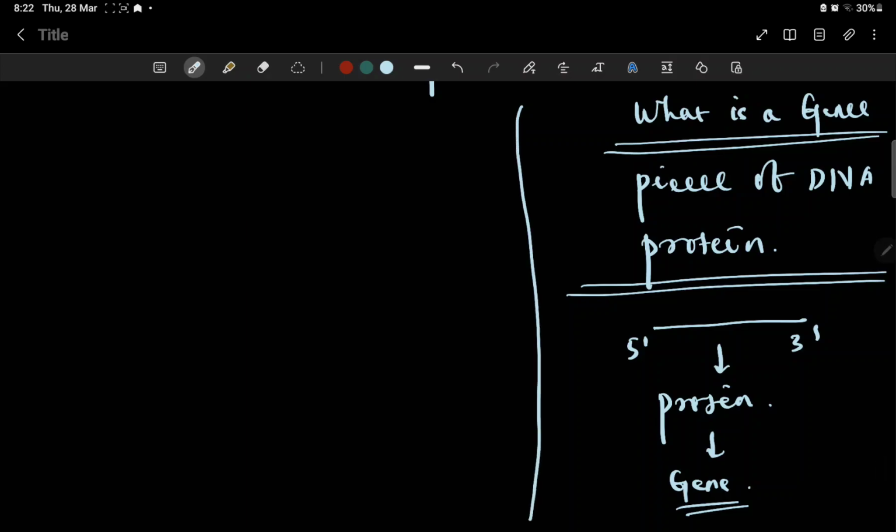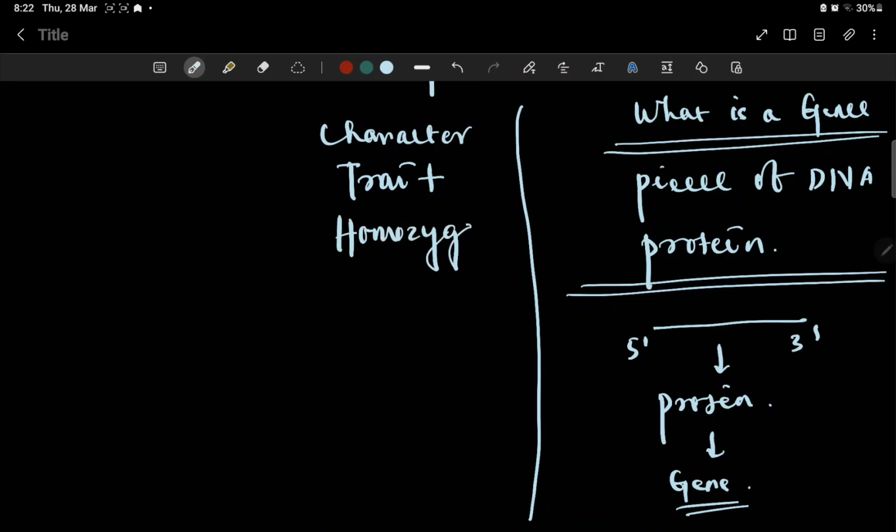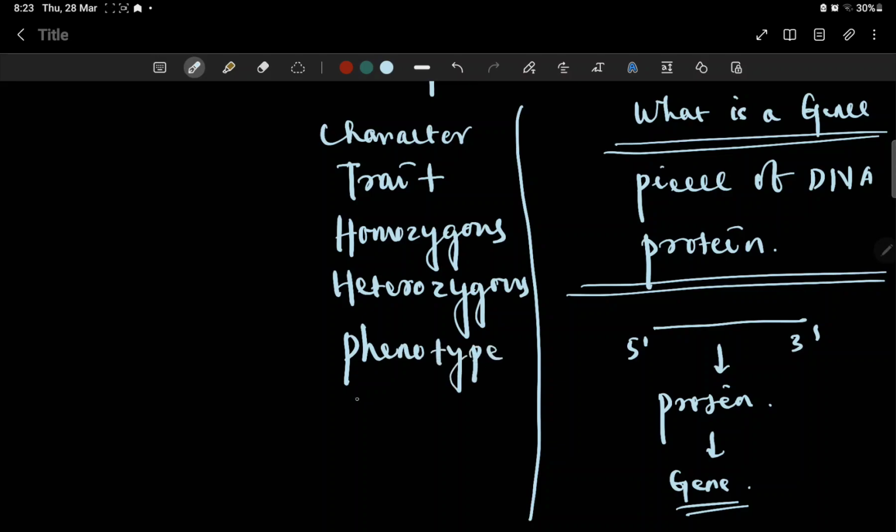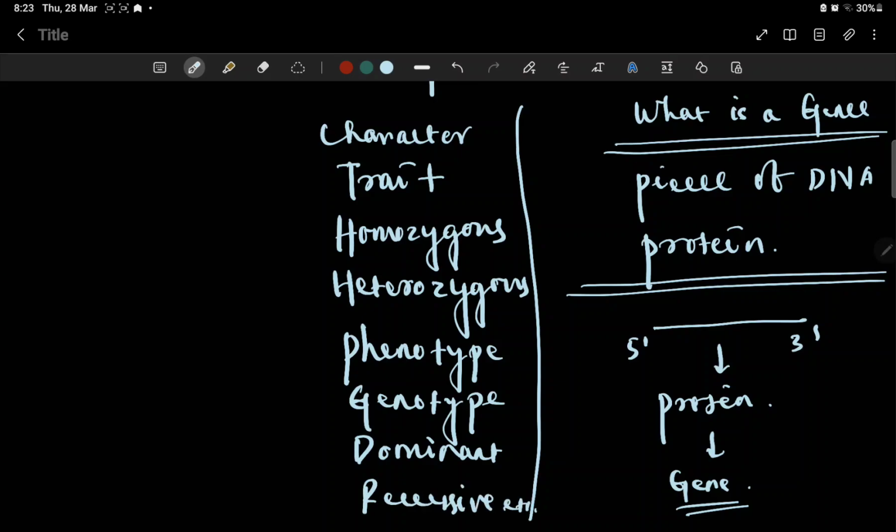There are some terminologies in this chapter such as character, trait, homozygous, heterozygous, phenotype, genotype, dominant and recessive, etc. What is character? We'll go one by one.